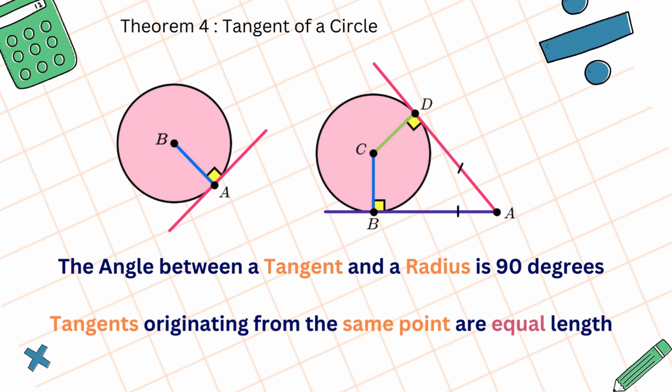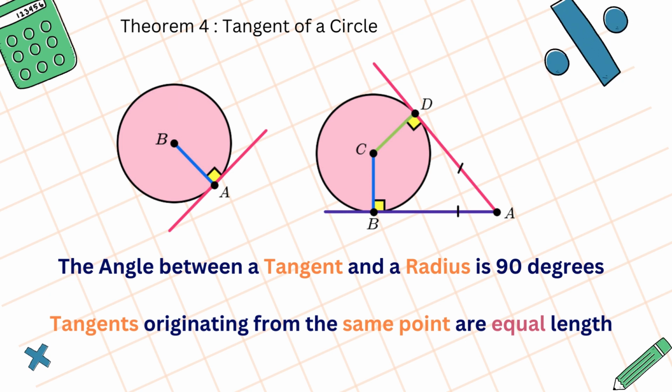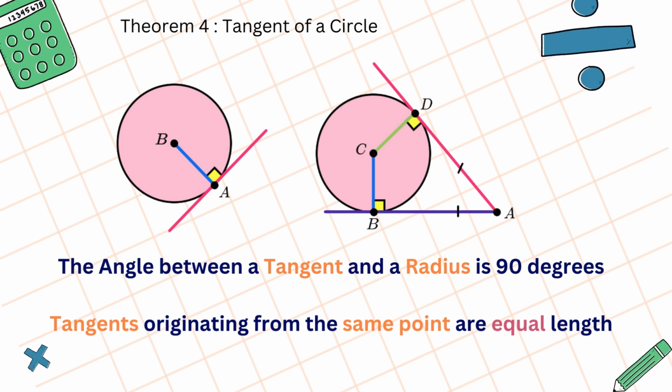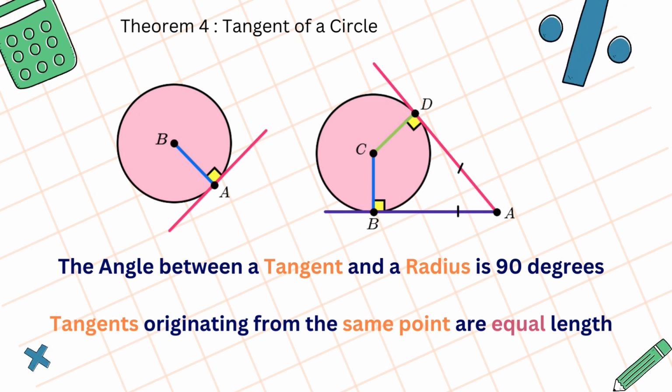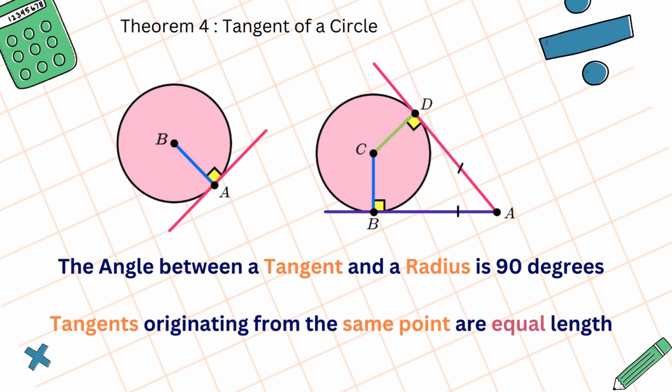In the first figure, a tangent meets the circle at point A. Now, if you were to draw a radius from the center B to point A, then the corresponding angle formed between the radius and the tangent will always be 90 degrees. Now, looking at figure 2, there are two tangents originating from point A, which are AB and AD. Going by this theorem, AB and AD will always be of equal lengths.